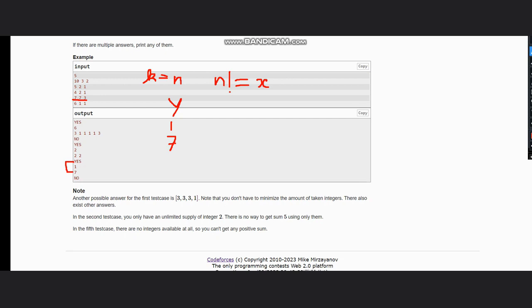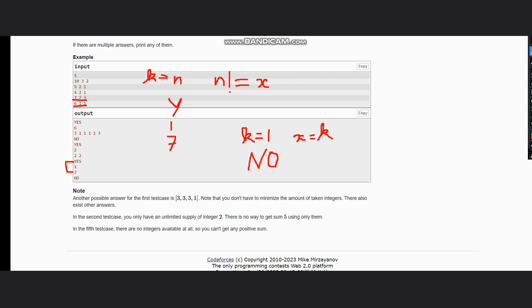Now the other condition: suppose we have k equal to 1, like this condition, and also x equal to 1, or you can say x equal to k. In this case we can see that the only number is removed and we are left with nothing, so we simply output no.